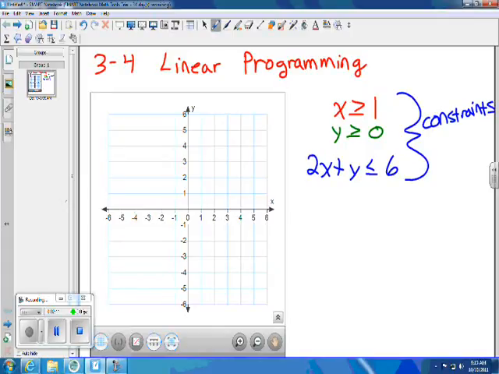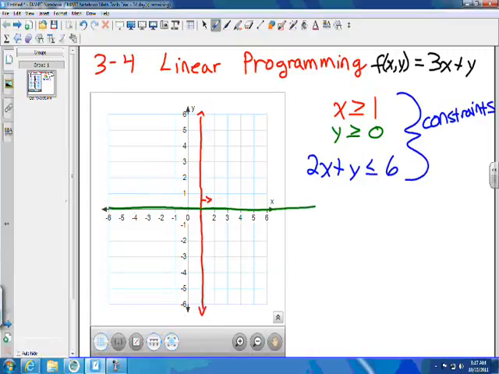So then y is greater than or equal to 0. What kind of line would that be? Y equals a horizontal line. And y equals 0 right here, and it's also equal to, so it would be another solid line. So there's your y is greater than or equal to 0 line.